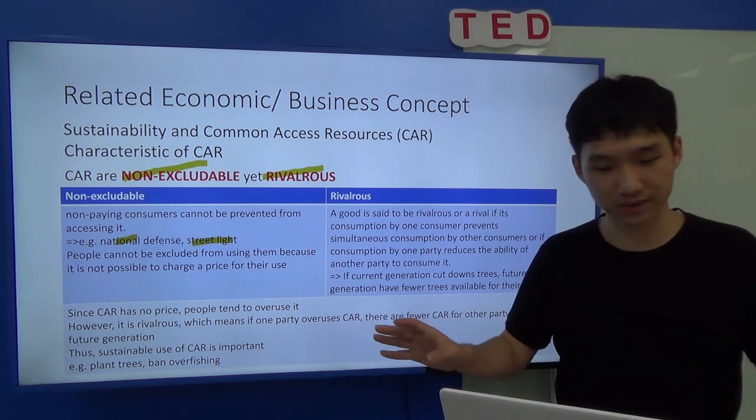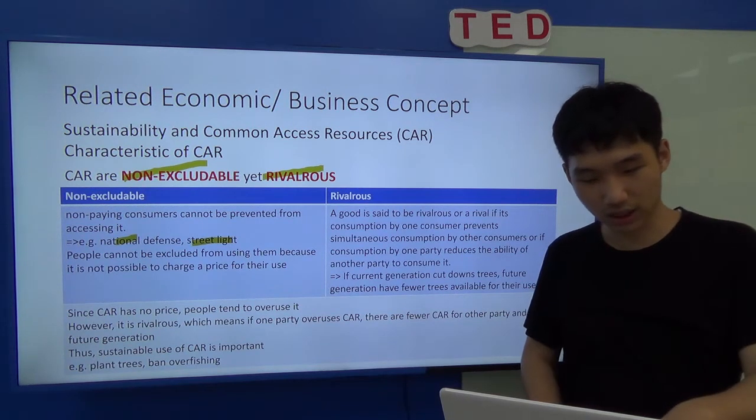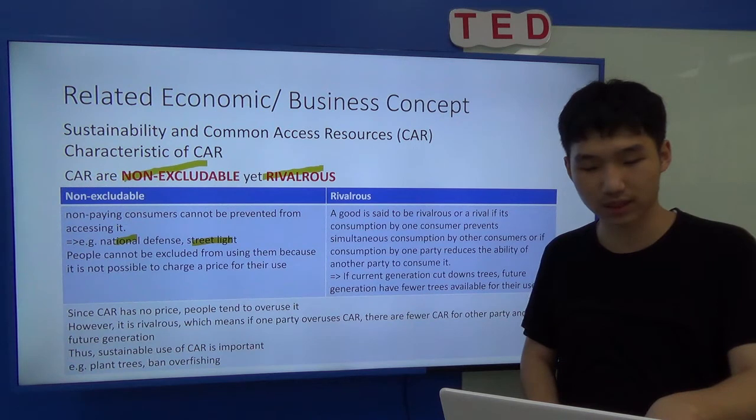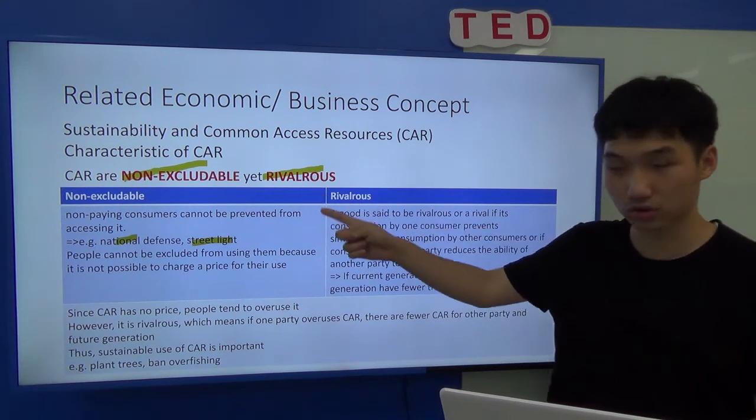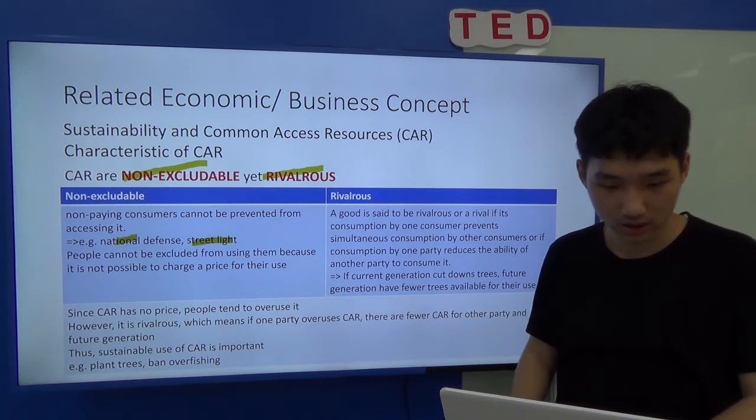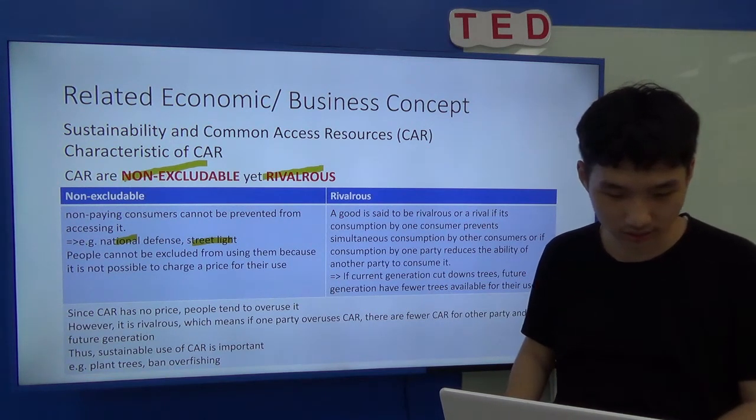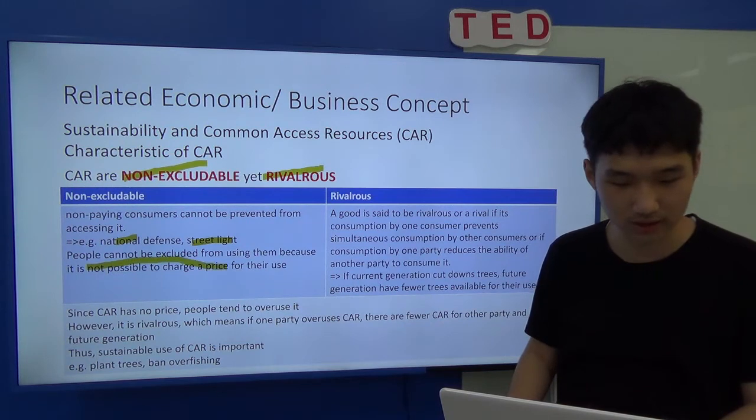In this free market, people cannot be excluded from using them because it is not possible to charge a price for their use. The common access resource also is non-excludable, so you cannot charge prices. So it's an important thing: you cannot charge prices. It's not possible to charge a price.